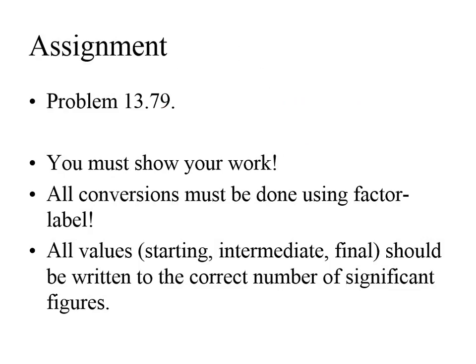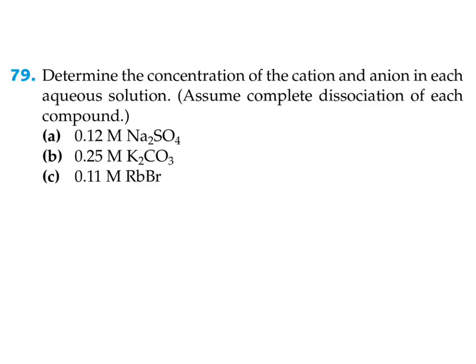So now you have a homework problem. Let's take a look at what that looks like. This will be due on Fabulous Friday. It looks like this. We have 3 different compounds. I call them salts because they're ionic compounds. Sodium's a metal, potassium's a metal, rubidium's a metal. We're supposed to come up with the concentrations of the cation and anion once it breaks apart. So I went ahead and did the first one kind of for you.